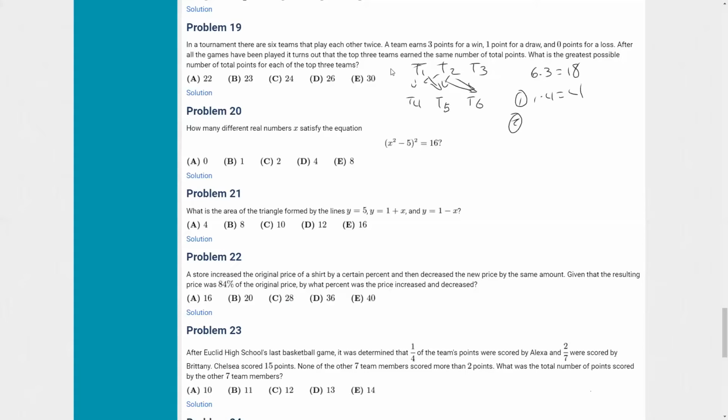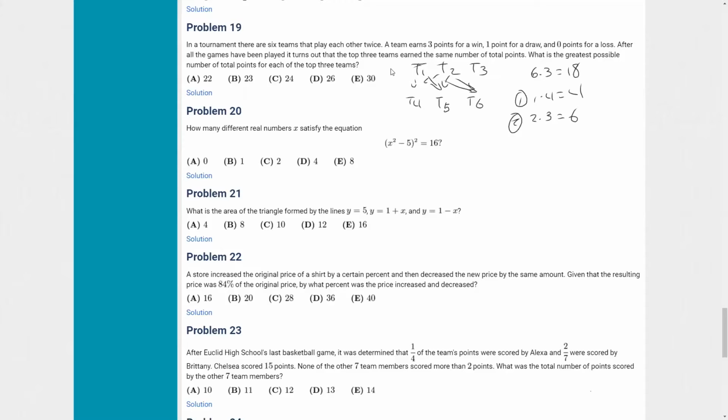But what about another option? Team 1 plays team 2 and wins once and loses once. Team 1 plays team 3, wins once and loses once. So what does that do? A win gives a team 3 points. So remember, team 1 plays team 2, wins 1 and loses 1, so that's 1 win. Team 1 plays team 3, wins 1 and loses 1, that's 2 wins. So 2 times 3 equals 6.